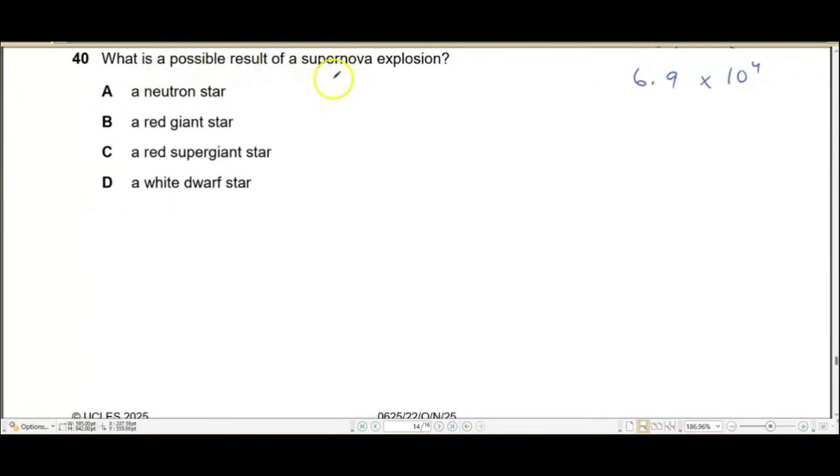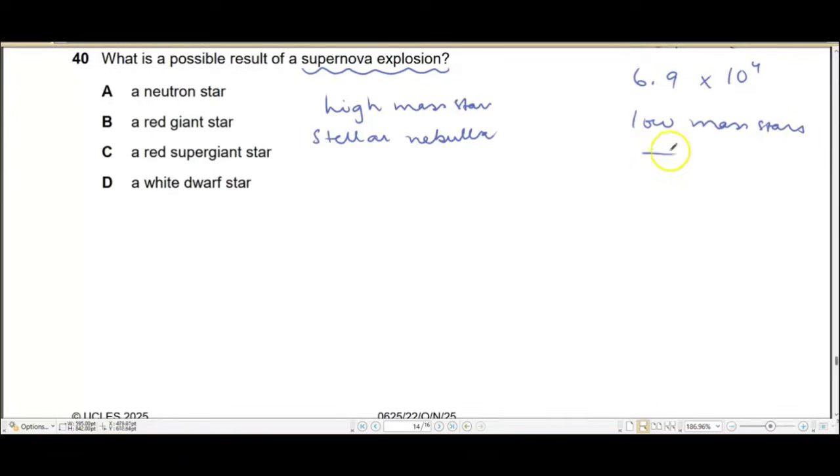What is the possible result of a supernova explosion? Now we know that there are two paths. One is for high mass stars, which are greater than basically our sun, and one path is for the low mass stars. The first points are the same. Stellar nebula is the same for both. Either be stellar nebula.